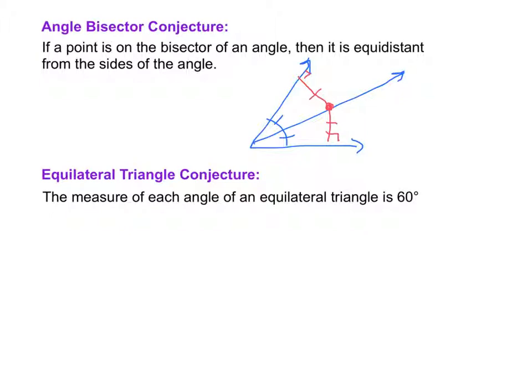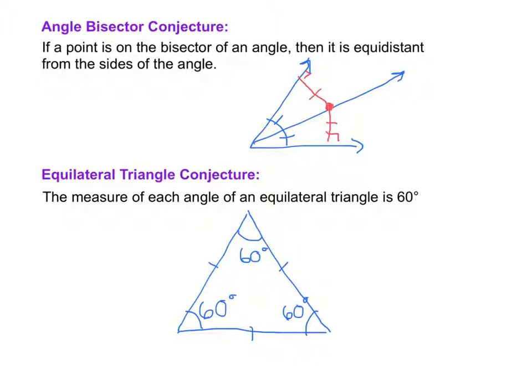And as we know, these are the perpendicular segments from the line to the point, because those are the shortest distances. So this next conjecture is a little bit unrelated, but it's still really, really important to know. So it's the equilateral triangle conjecture, which says that the measure of each angle of an equilateral triangle is 60 degrees. So this is really important because they're all equal. So equilateral triangles are also equiangular.